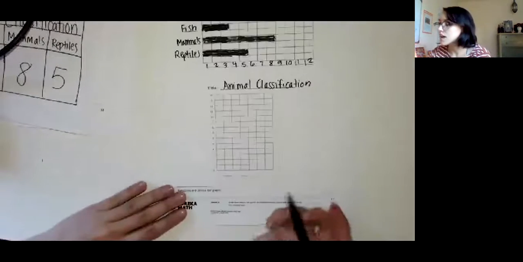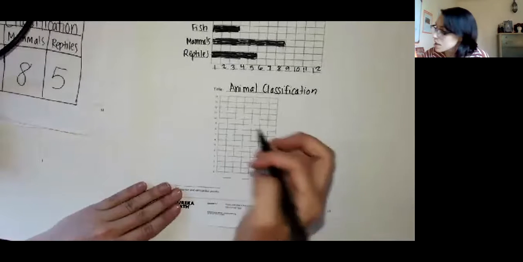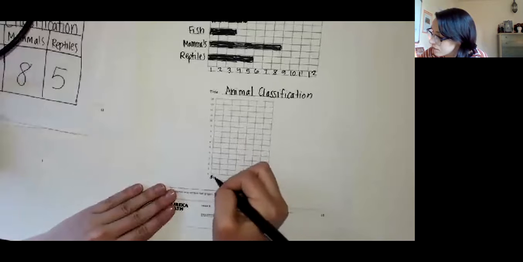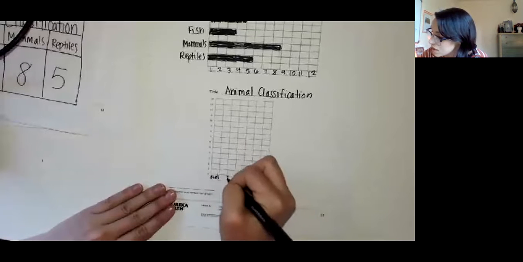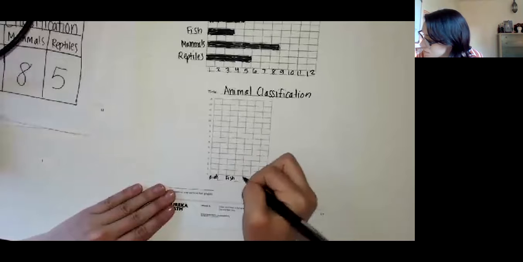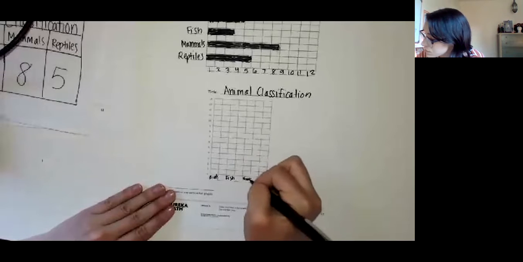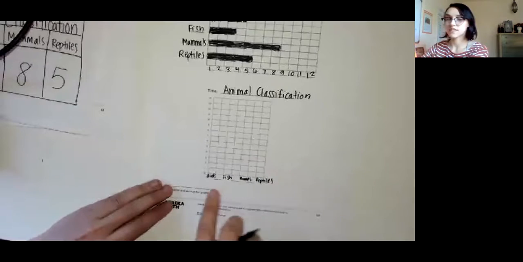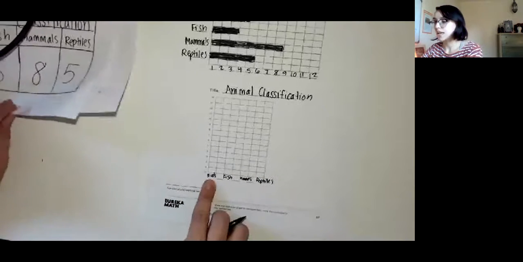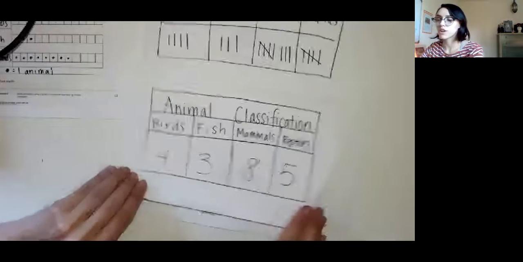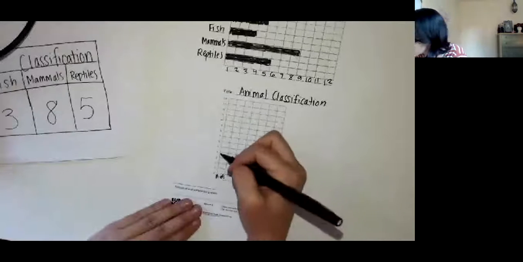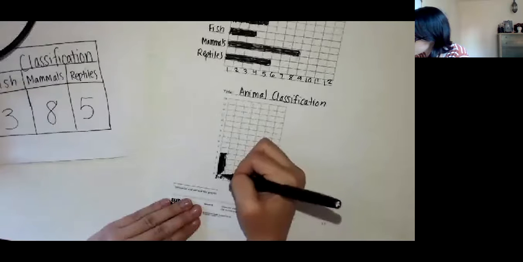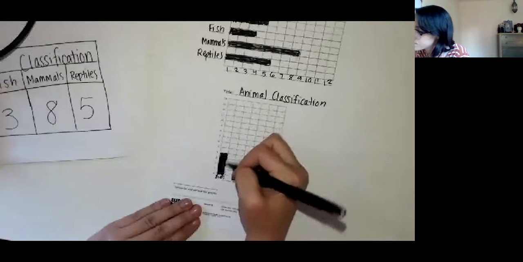Let's try it going the other way. And here it looks like it cut us short again. Let's maybe just put birds here, fish here, mammals, and reptiles. Okay, let's look at our birds first. Again, birds had 4, so we're going to shade all the way up to the number 4. We just shaded in 4 squares.